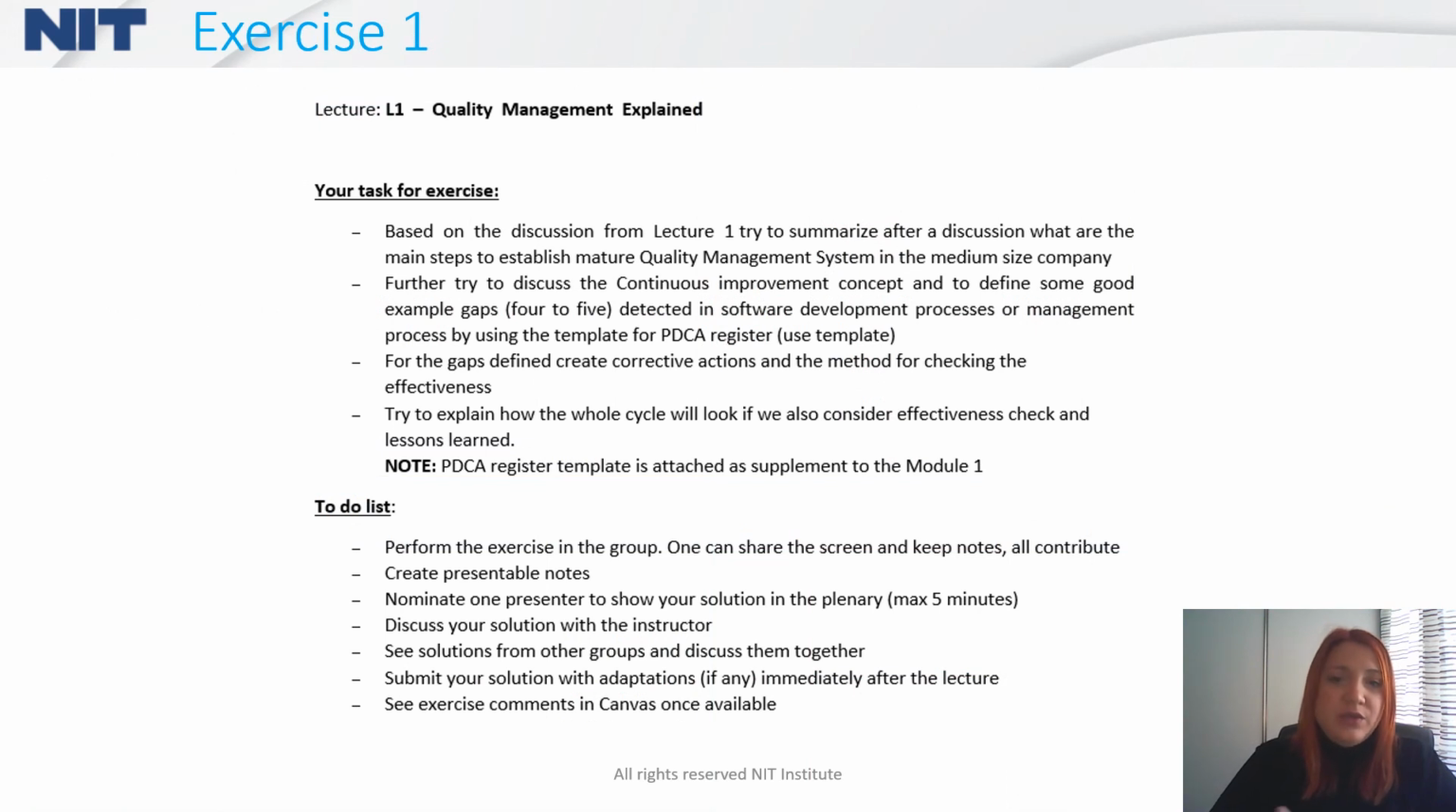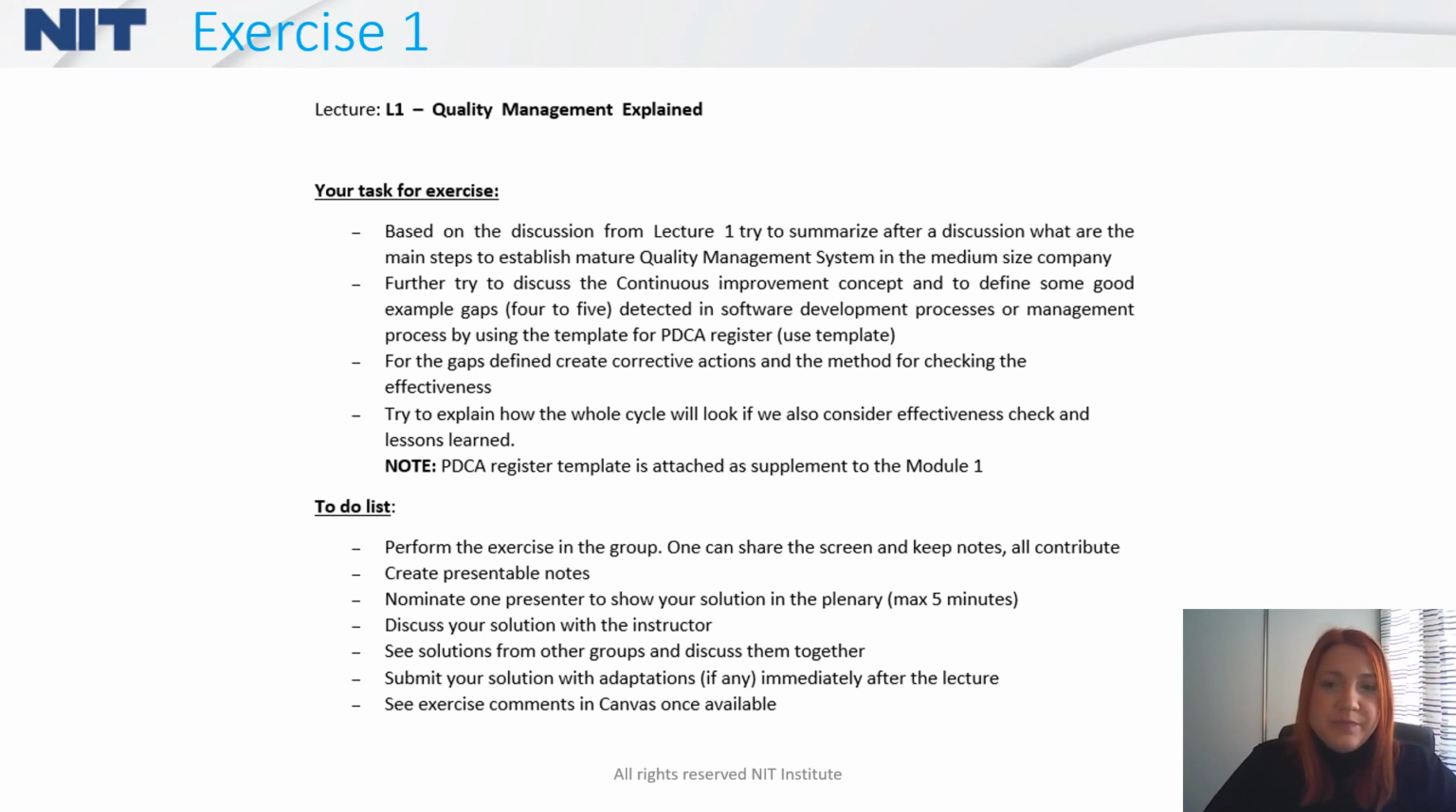Since you now have the knowledge of the basic postulates of the quality management system and how quality management works, I want you to take the discussion on the basis of the first lecture and to try to summarize, after the discussion in the group, what the main steps are to establish a mature quality management system in a medium-sized company. Further, try to discuss the continuous improvement concept and to define some good example gaps, 4 or 5 of them, detected in the software development process or management process by using this template that I gave to you in the supplements.